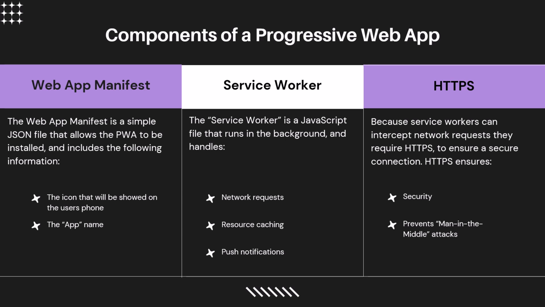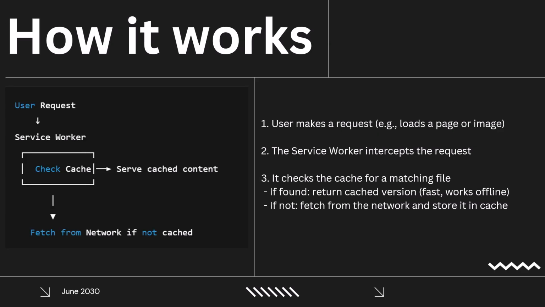And then because that service worker is intercepting network requests, it is required that you have security for that in the form of HTTPS. And so you need to have that HTTPS certificate for your service worker to function properly. And then that's going to handle things like security. It'll prevent things like man-in-the-middle attacks and things like that.